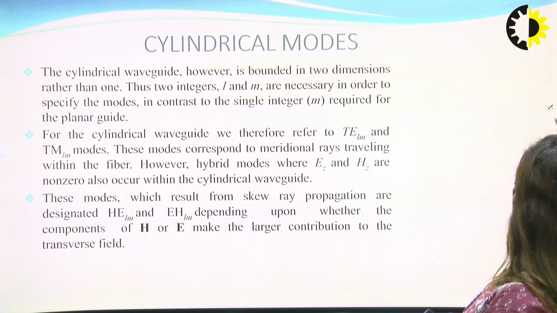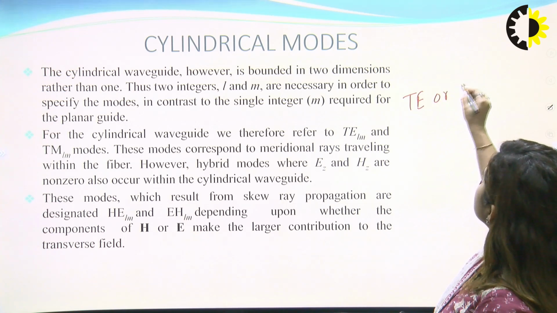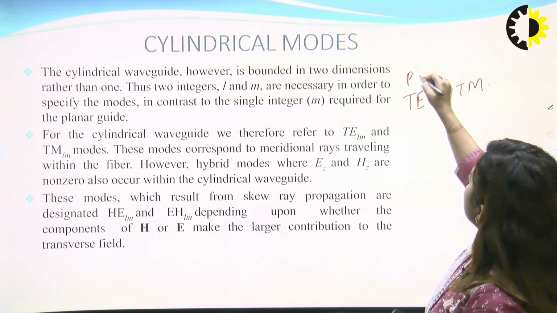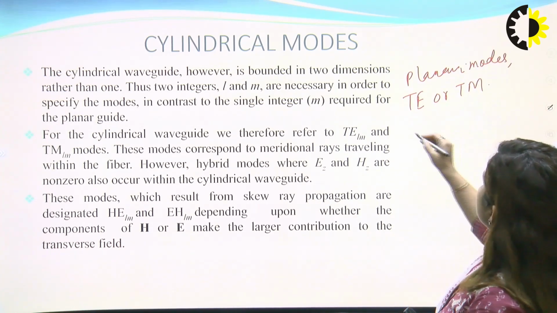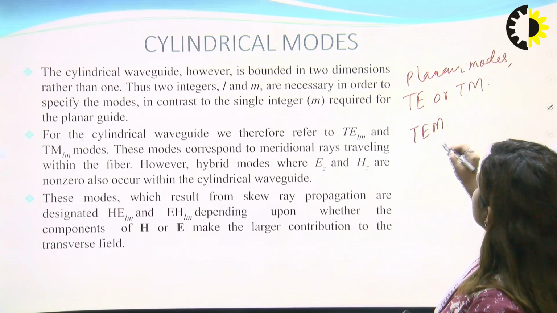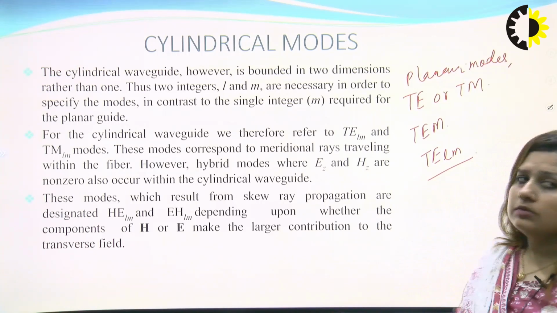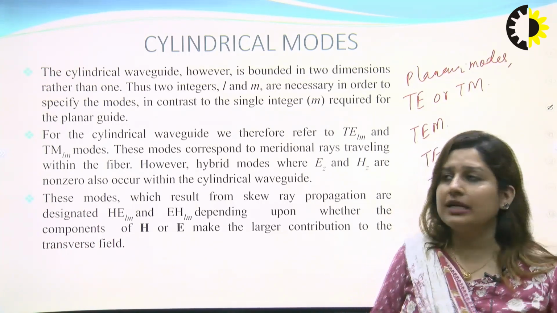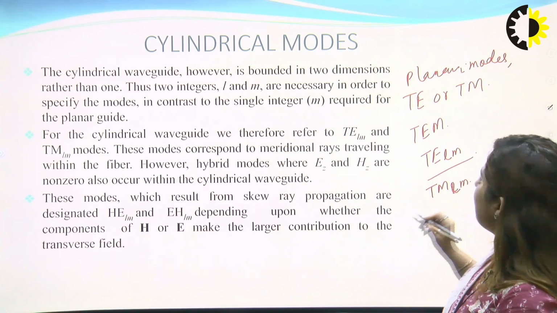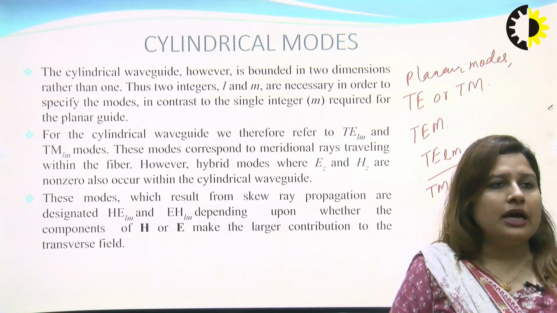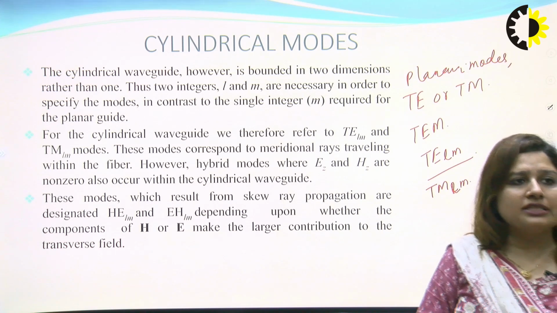So, if you remember, in planar modes we have TE or TM modes. In cylindrical, we have TE-LM for electric fields, and similarly TM-LM for magnetic fields. L and M are basically integer numbers, and we specify how the L and M will vary. These modes correspond to meridional rays travelling within the fiber.